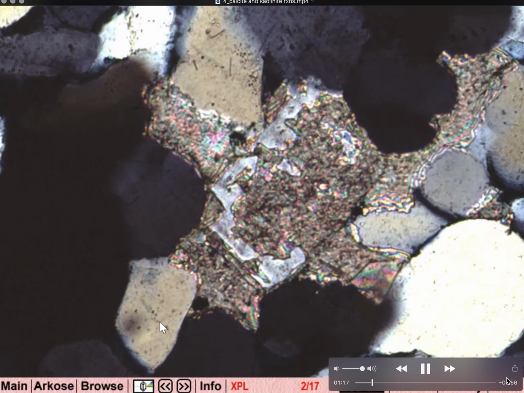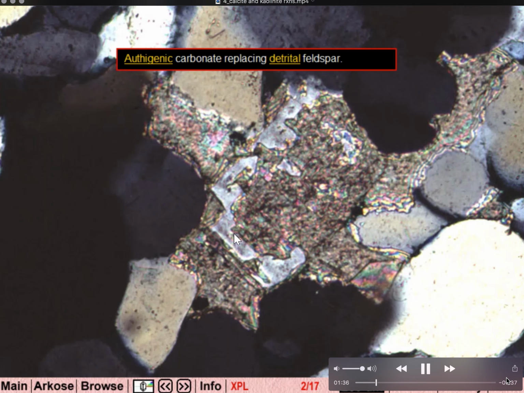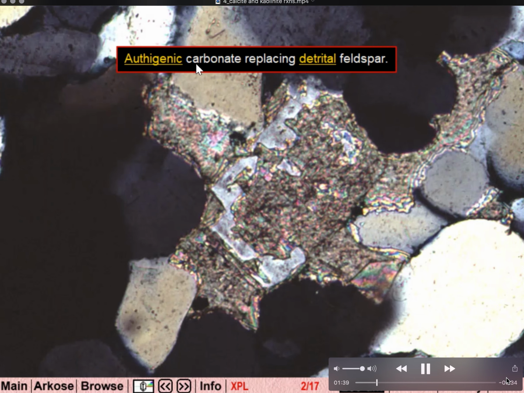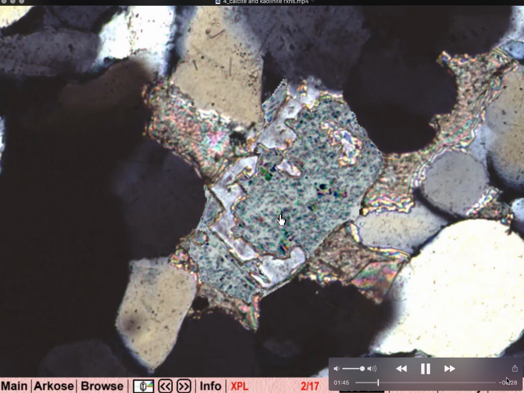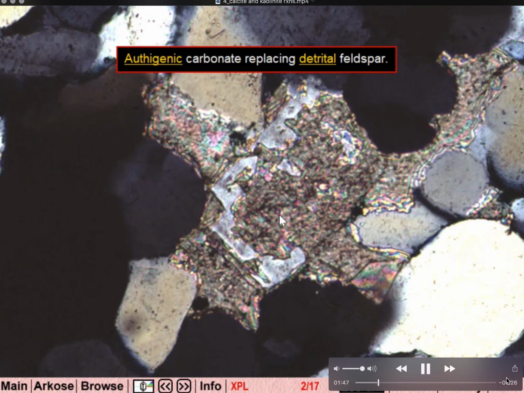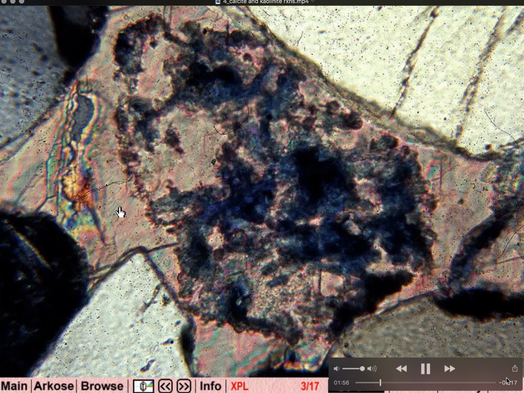Okay, next slide here. We've got quartz looking clear, happy, rounded from its transportation. But then we have this really highly birefringent mineral in cross-polarized light. This is the mineral calcite. It's high relief, it looks gray to pastel, and here it is also an authigenic mineral, forming the calcite cement. So here this authigenic carbonate is replacing the feldspar that has dissolved.